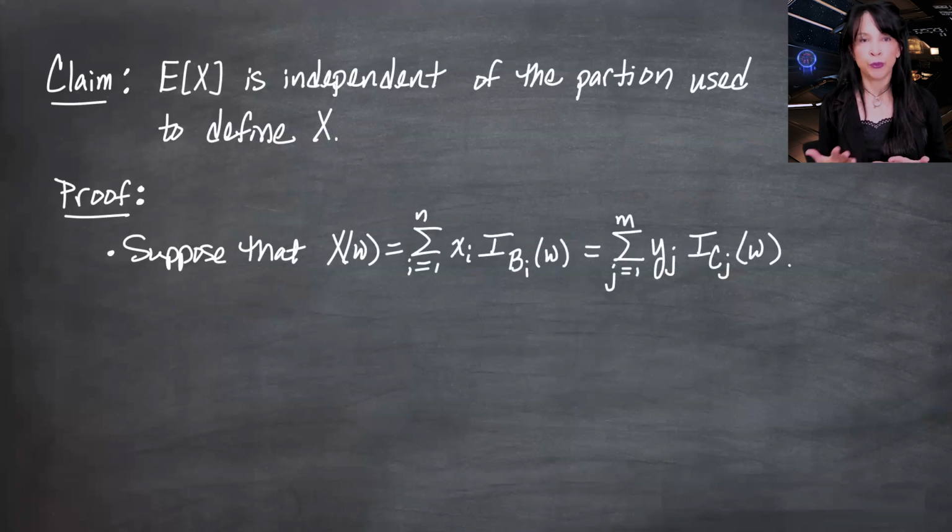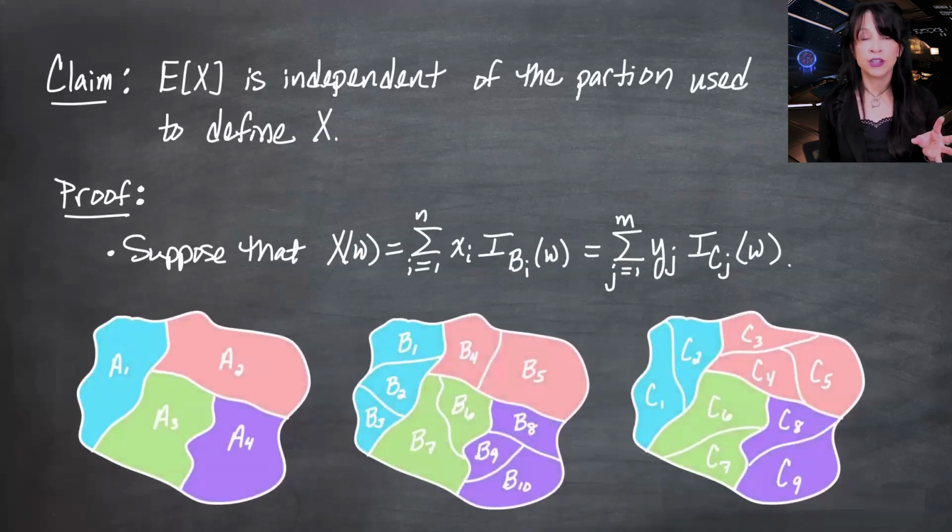So B_1 through B_n are forming a partition of omega, C_1 through C_m are forming a partition. We just proved, although I didn't write all the steps out formally, that each of these partitions have to be subpartitions of the canonical partition. So here is maybe the canonical partition, and then the B sets might look like this, and the C sets like this. But as you can see, they're subpartitions of the original partition.